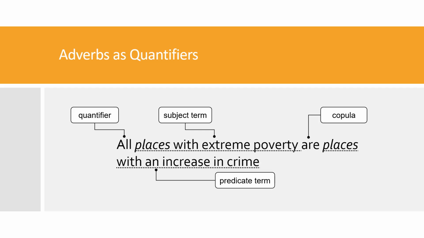So we end up with something like all places with extreme poverty are places with an increase in crime. And again, notice what this does for us. We have a clear quantifier in standard form, all, no, some are not, in this case all. This is a universal affirmative. We have a clear subject, a category of things, places with extreme poverty. We have our copula stuck in between the subject and predicate, and then we get a predicate term, which is itself a class or category of things.